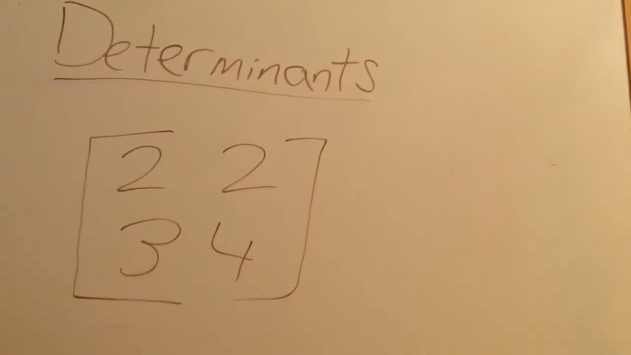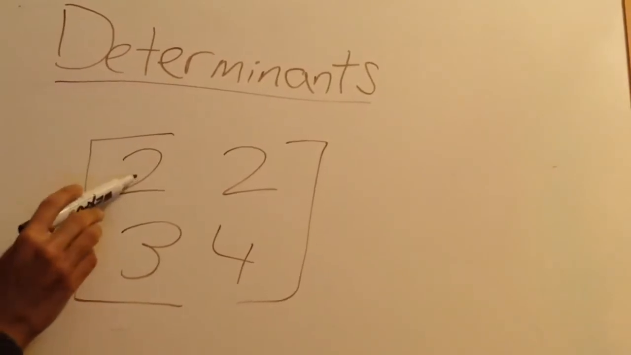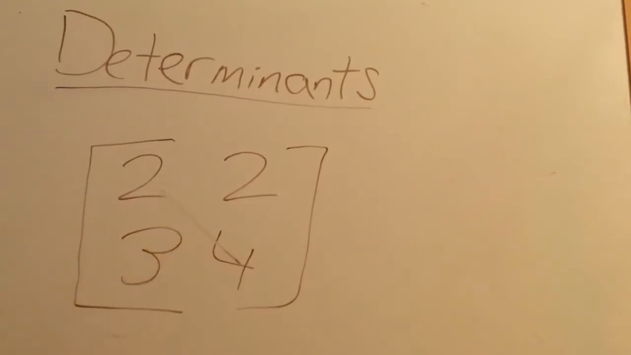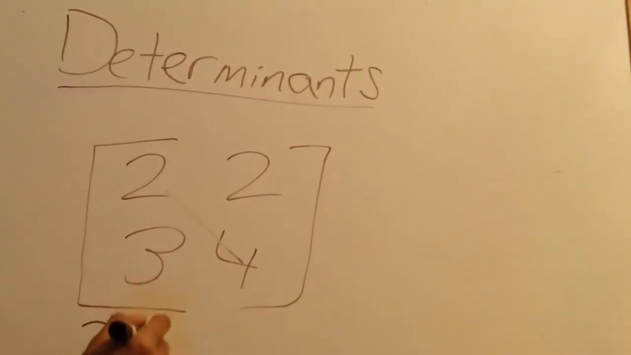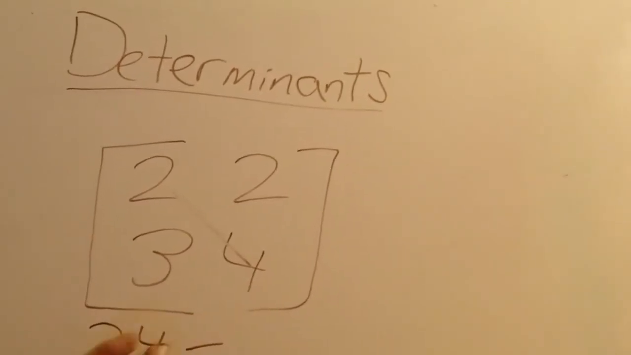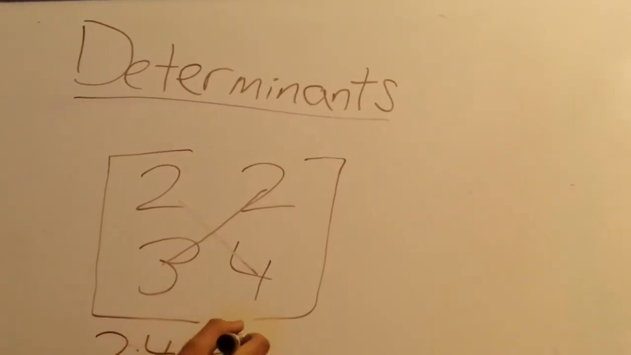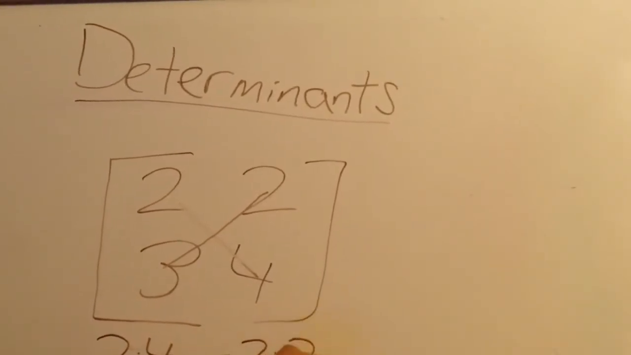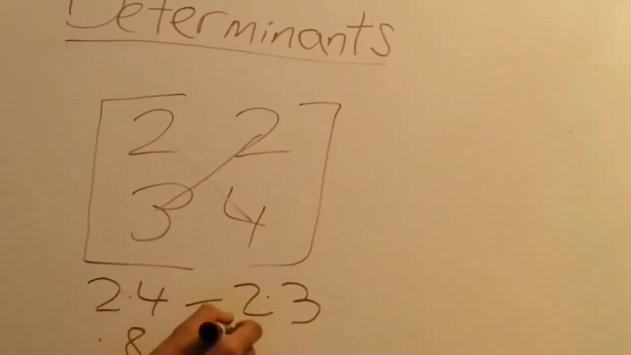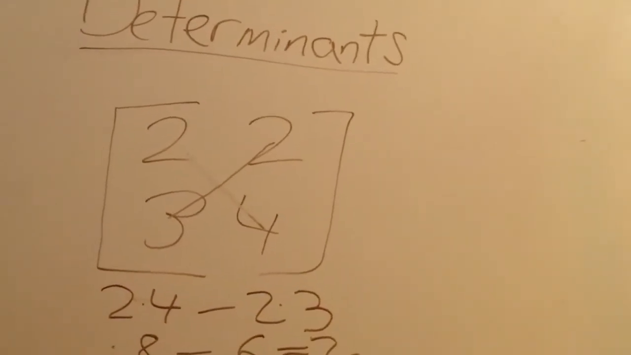To find the determinant of this 2 by 2 matrix, we'll first multiply the number in the top left corner, the 2, by the number in the bottom right corner, the 4. And then we will subtract that quantity from the number in the top right corner times the number in the bottom left. So this gives us 8 minus 6, or 2, which is the determinant of the matrix.